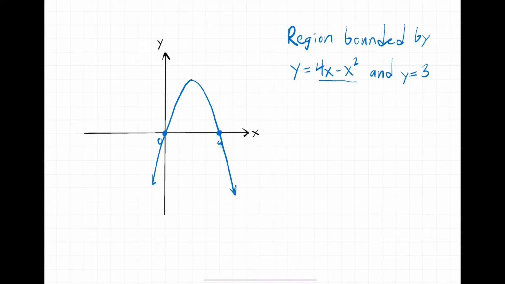Meanwhile, the line y equals 3 should go right across here. It crosses that parabola at 2 points, and the region is the region in here.